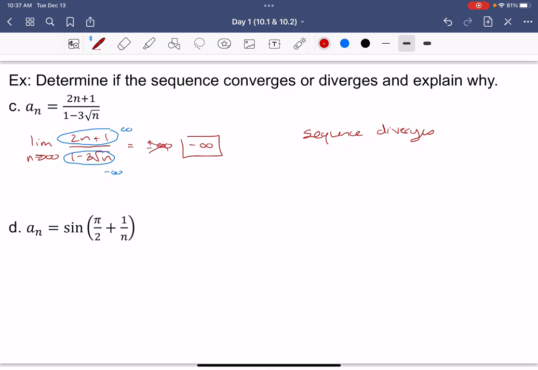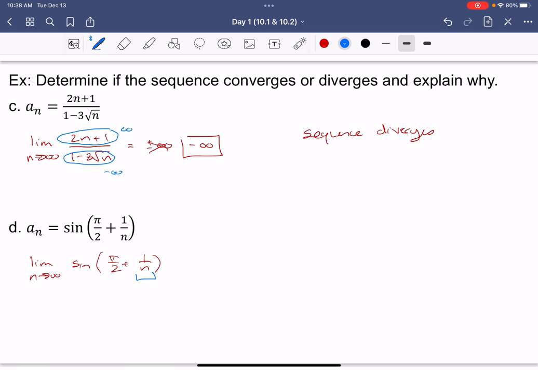Now, occasionally you will have to deal with trig. There's not a whole lot of trig in chapter 10, but we will see a good bit of trig later on in this course, so make sure you're comfortable with that. What if a sub n equals the sine of pi over 2 plus 1 over n? Well, if you take the infinite limit of the sine of pi over 2 plus 1 over n, the pi over 2 is not going to do anything because that's just a number. What you're focused on is what's going to happen when you plug infinity into the 1 over n.